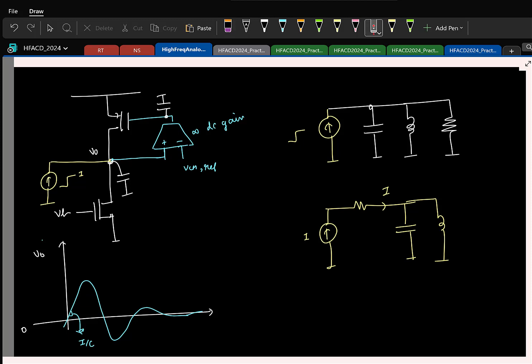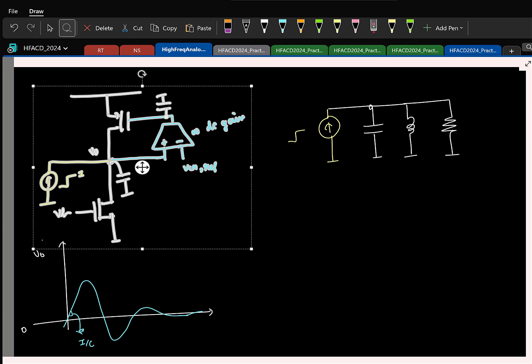So is this okay? If you have to model this, you will have a parallel RLC. Of course, this capacitor should not be surprising because you already have it. If it's surprising, it's okay. Right. So let's understand why this inductor is coming. And for that, let me actually take the circuit again. Or actually, we'll copy this.